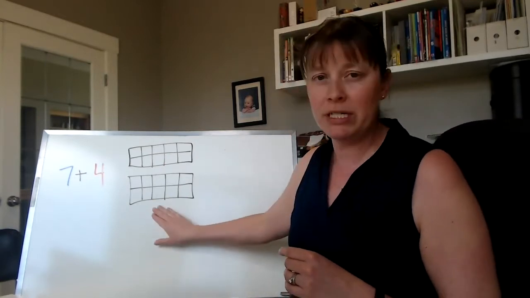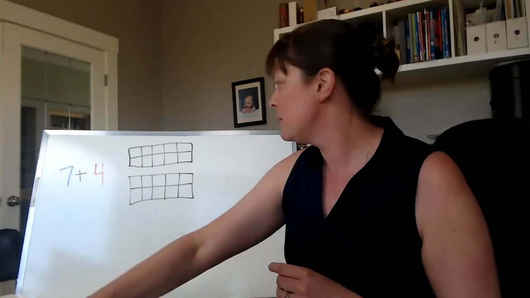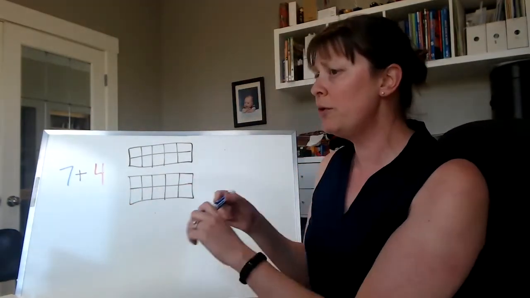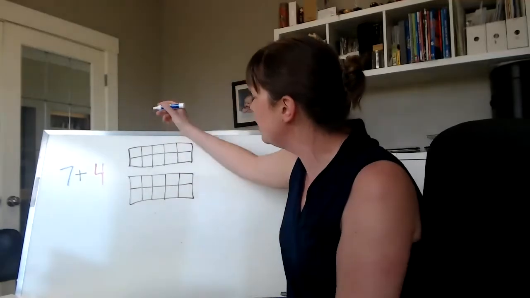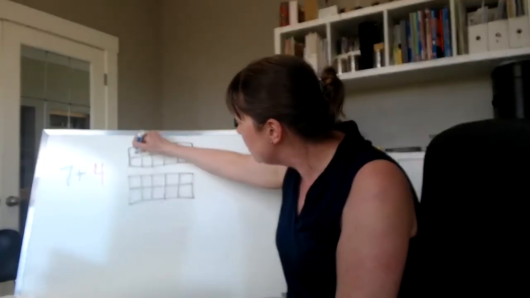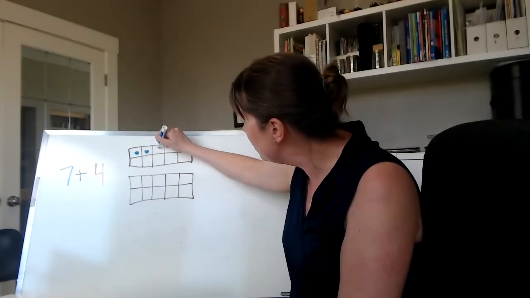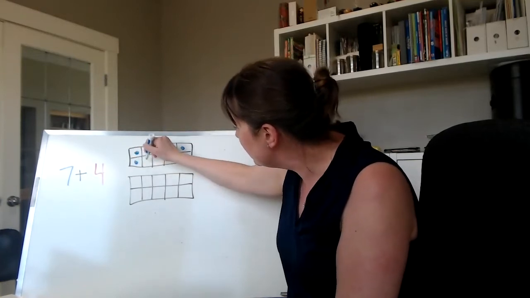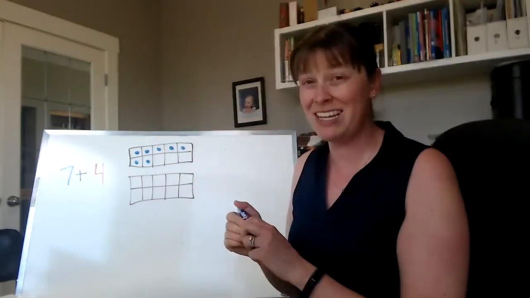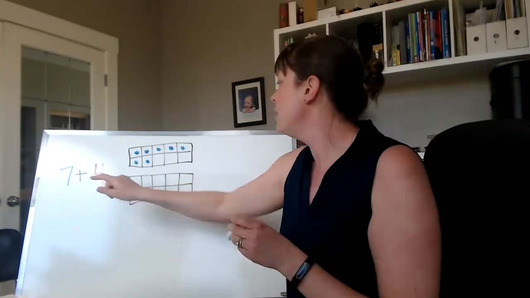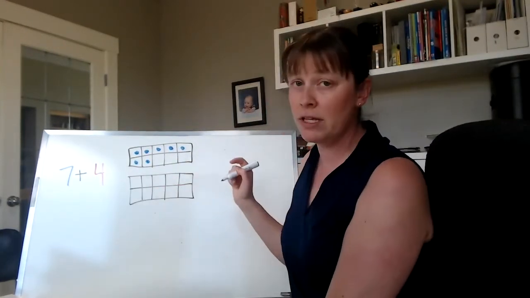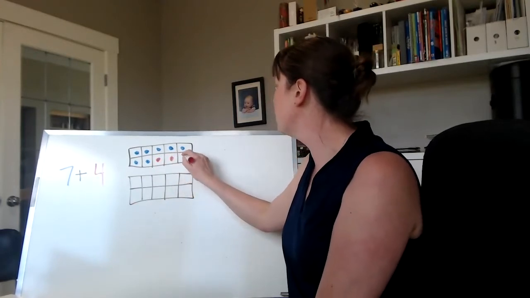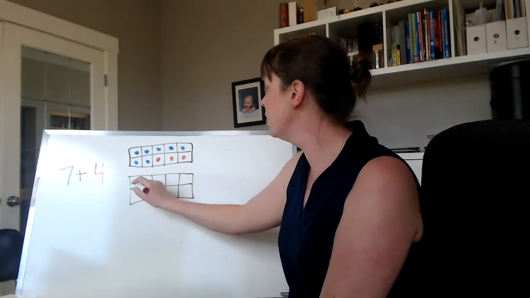So let's review how we did it last week with the 10 frames. If we had a question like 7 plus 4, we're going to take our 7 and start filling in our 10 frame because we're trying to make 10. So we got 1, 2, 3, 4, 5, 6, 7. There's 7 for my blue 7. And then we got 4. Let's continue filling in our 10 frame. 1, 2, 3. There's one 10 frame.